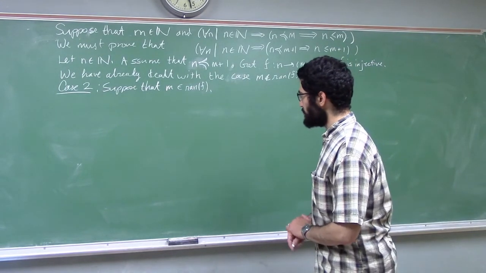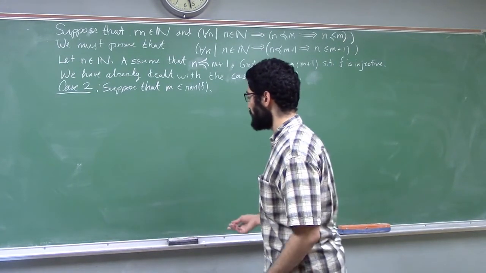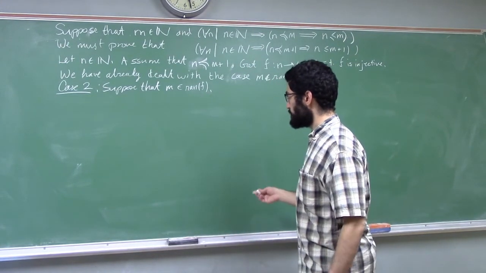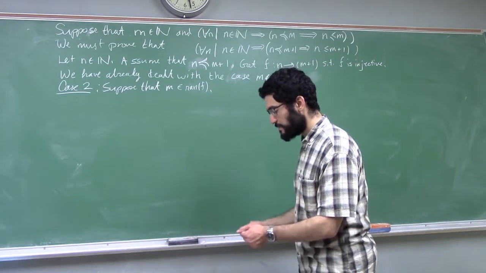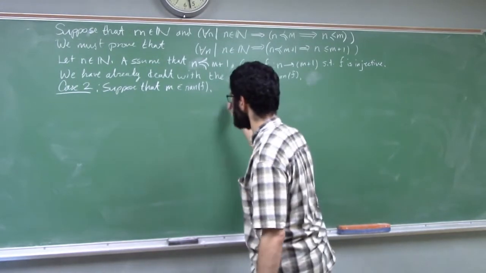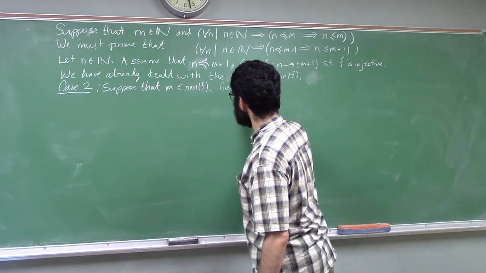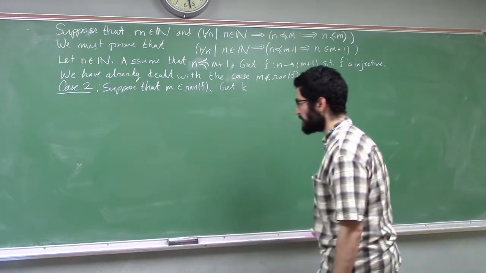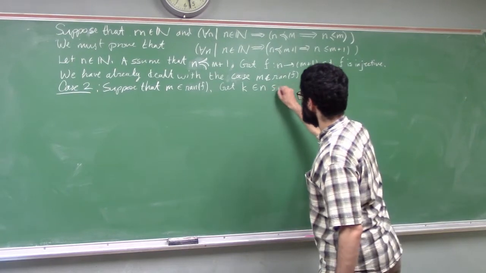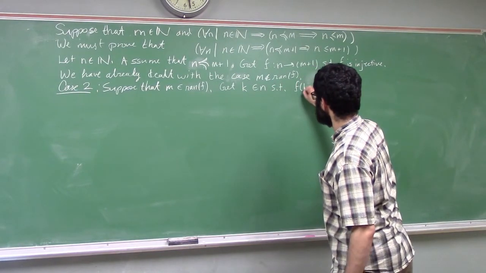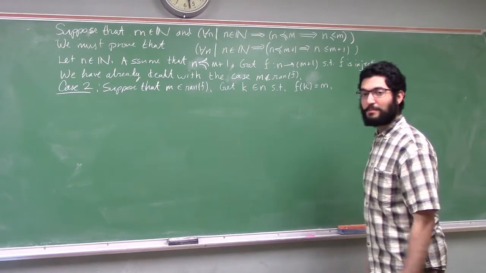Then things are not so simple. Well, if m is in the range of f, then there is something such that f of that something is m, right? That's what it means to be in the range of f, pretty much. So we should be able to get some, let's call it k, in the domain of f, which is n, such that f of k is m. That's what I get out of m being in the range of f.